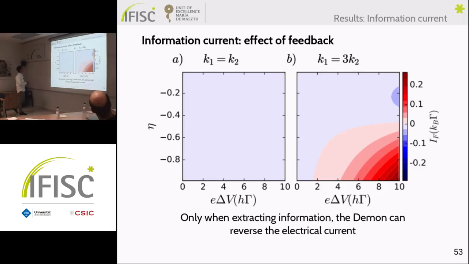So now we look at the information current, which we obtain from the balance of entropies in such a system. And what we see here is that in the case where the barriers are equal, there is basically no information current obtained by the Maxwell daemon. But when the barriers are different, the daemon is able to extract information from the system. And as soon as it's able to extract information from the system, it's able to push the current against the bias. So it's working as a daemon because it's working through the information. Although it's not an ideal daemon because it needs to inject energy to perform.